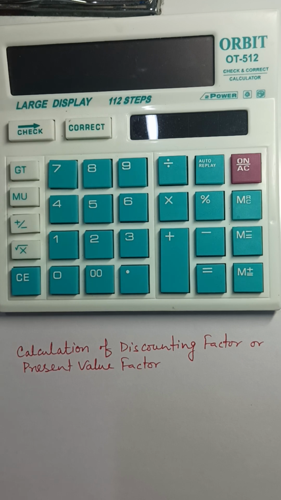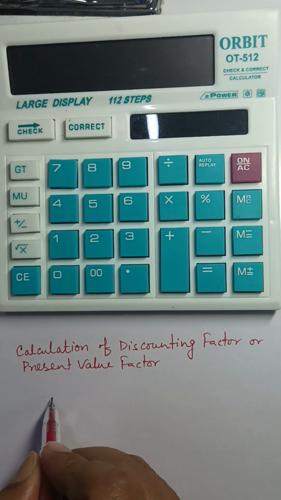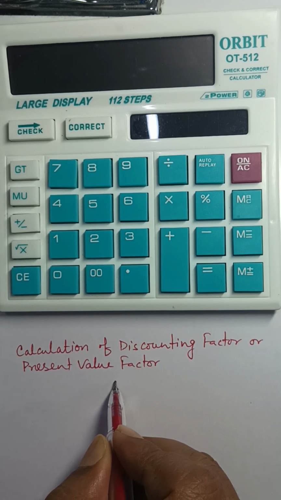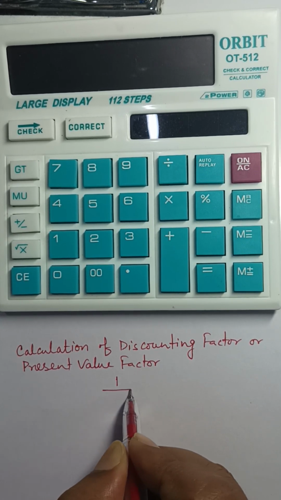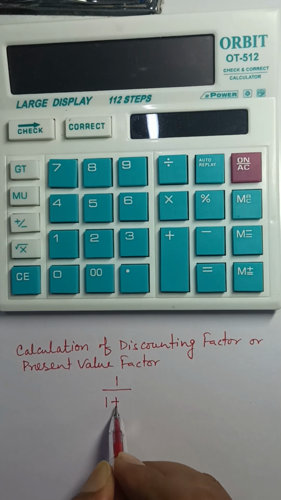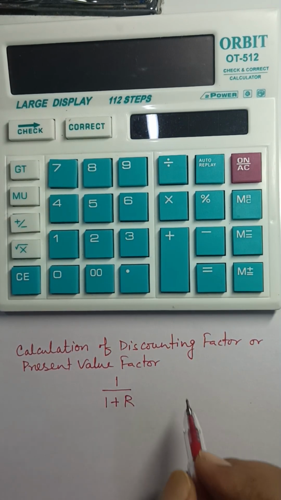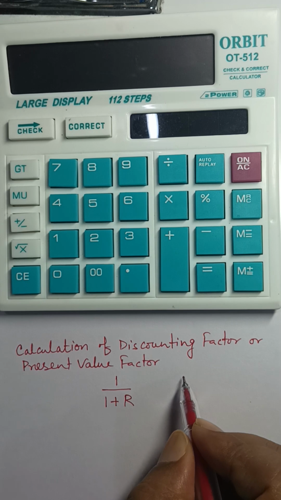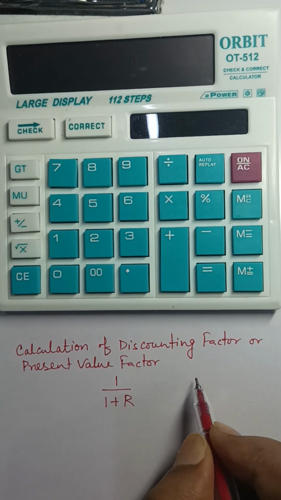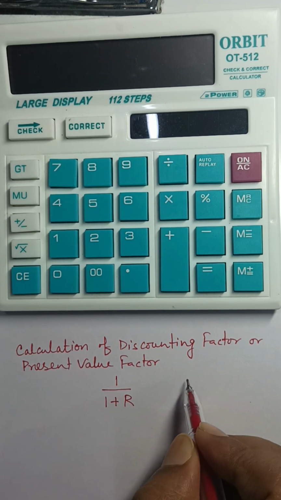In this video, we will see how we calculate the discounting factor or present value factor. For calculation of the discounting factor or present value factor, we have a formula. For the discounting factor, we use the formula 1 divided by 1 plus R. Here R means the rate, the rate of discounting.